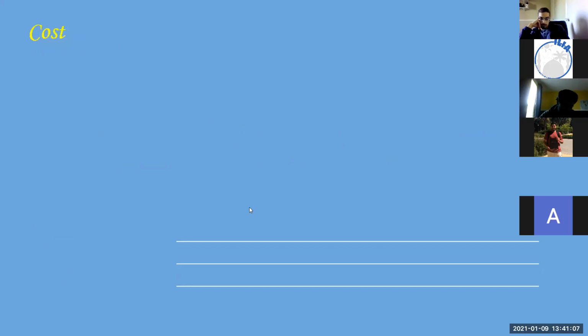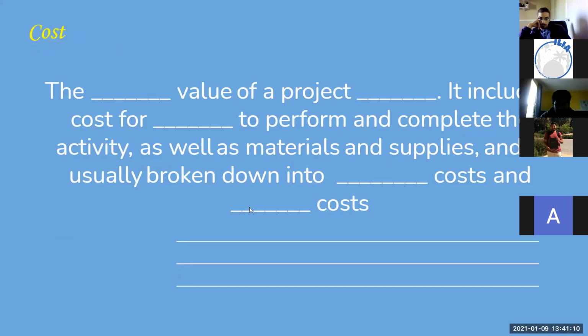All right. Cost. Let's talk about cost for a minute. So cost is what? It is something, value of a project that includes cost for something to perform and complete the activity, as well as materials and supplies, and is usually broken down into something costs and something costs. Any thoughts? So what is cost? What kind of value is cost? Monetary value, exactly. It's the monetary or financial value of a project what?